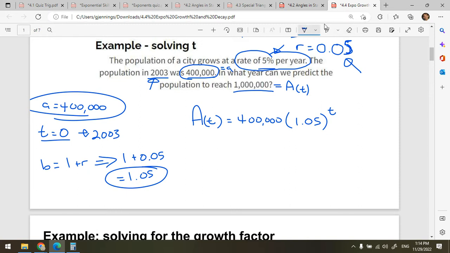And now we're going to use that to say, when will this population reach that? So what we're saying is, there is some value t that exists. There is some time in the future where this population will reach 1 million. We want to find that number time. So to do that, we're going to substitute in, on this side of the equation, 1 million people is equal to 400,000 people growing over time.